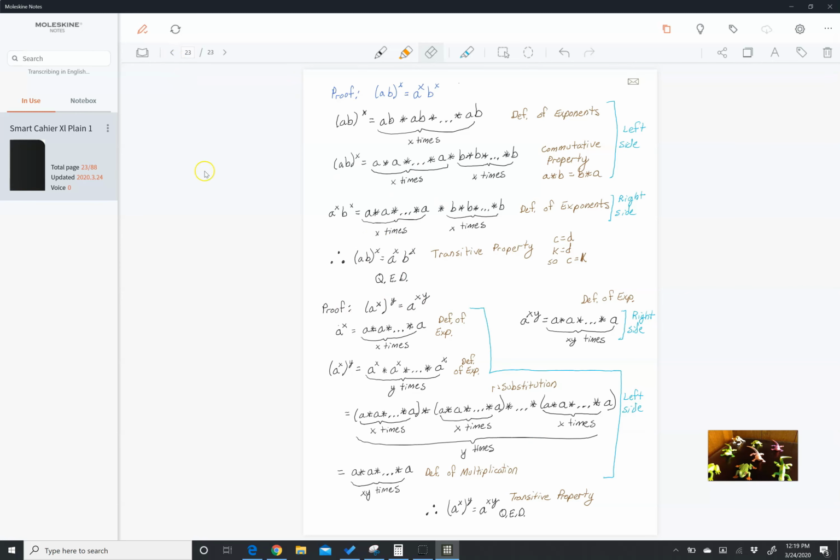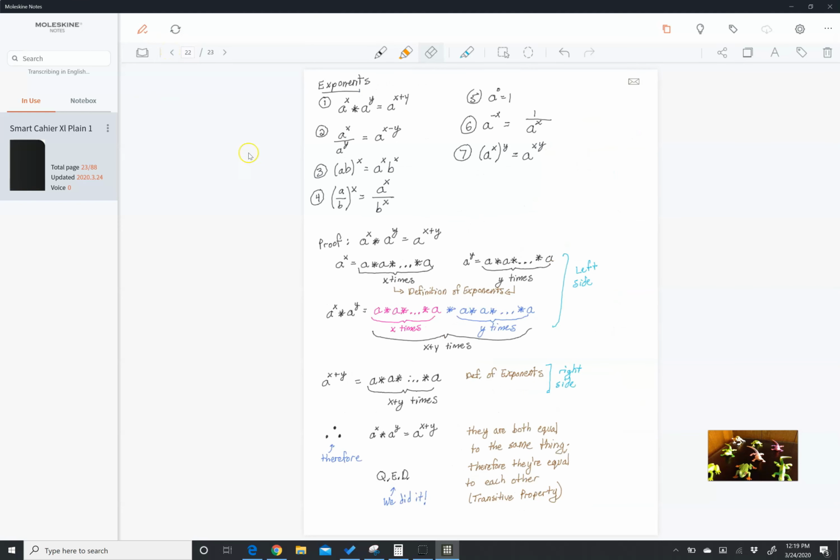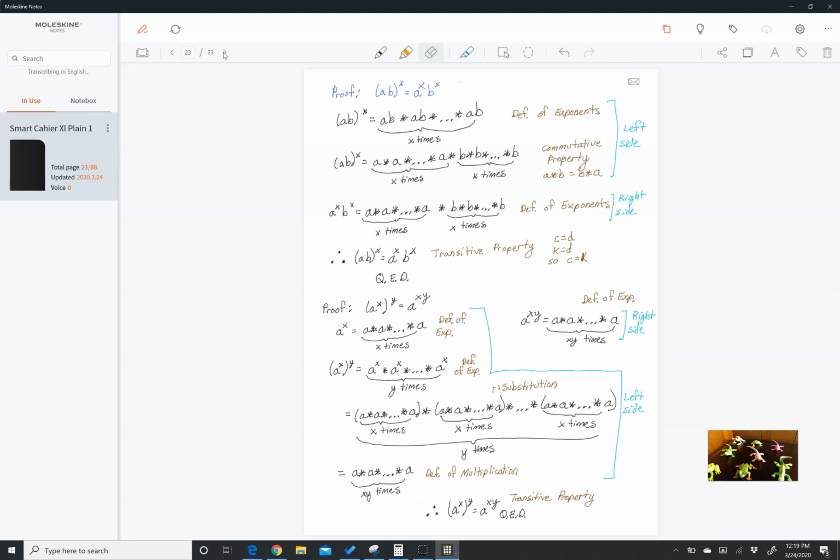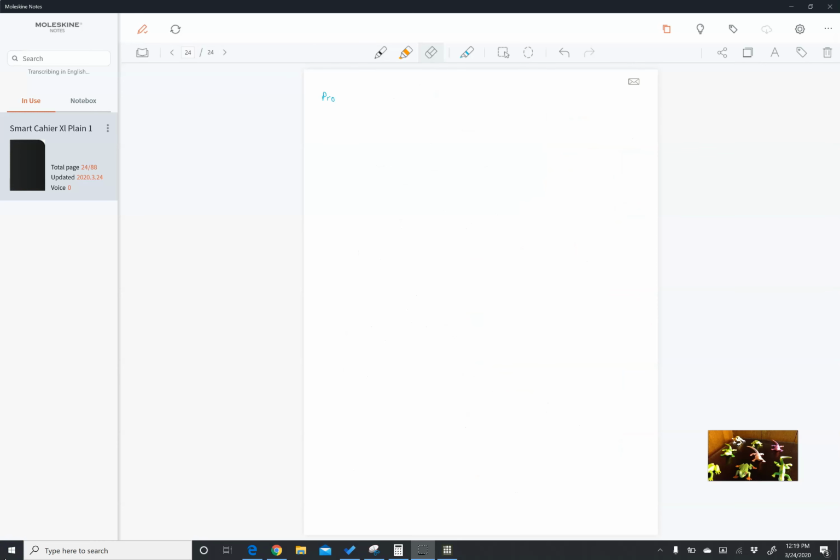So you can prove, let's go back. You can prove rules 2 and 4 in the same way. Okay, I want to prove 5 and 6. I want to prove that anything raised to the 0 power is equal to 1. So we're going to prove a to the 0 is equal to 1.